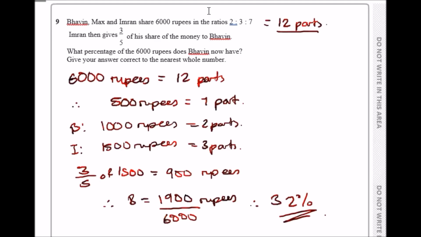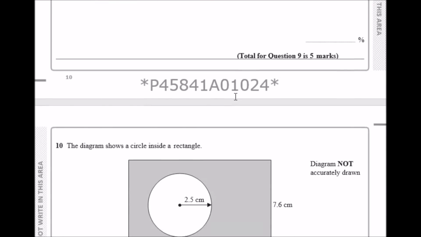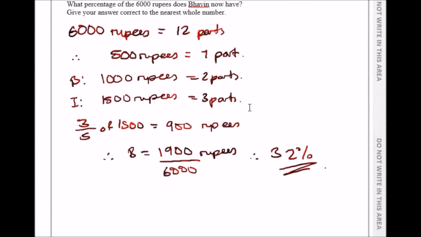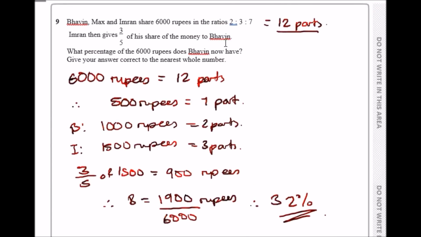So always find the total ratio, divide it by the number of parts, and then calculate any other intermediate steps, like 3/5 of his current money, and gives it to Bhavin, and so on. All right, easy stuff. Let's move on. Let's just double check. 3/5 of his share. Yep, easy.